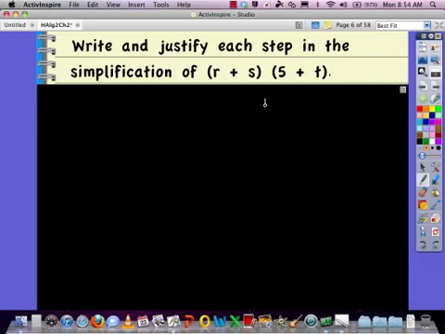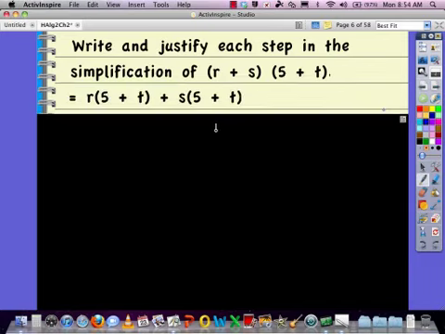we'll be done. So probably what most of you do first in simplifying this one is to think of it as R has to be multiplied by everything in that second parentheses, and S has to be multiplied by everything in that second parentheses. This is a first step. It's a common first step. It is not the only first step.